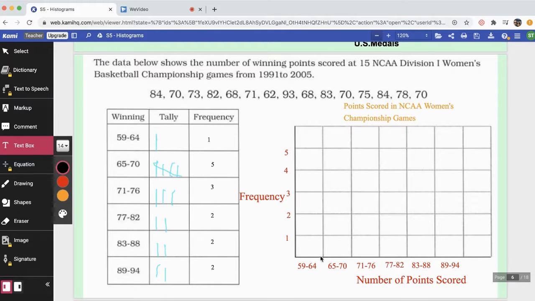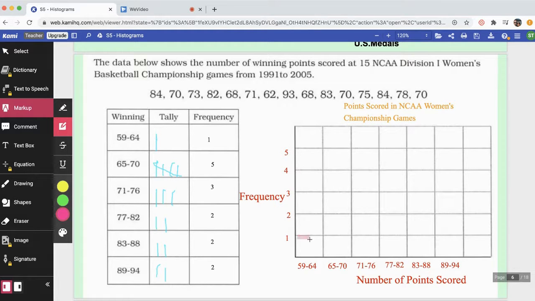So I've labeled each of these columns down here with the interval. Notice that I have a title on my histogram of what it was I was recording, points scored in NCAA Women's Championship games. My x-axis is numbered. These represent the number of points scored, and my y-axis represents the frequency. So in the interval of 59 to 64, there was only one score that fell into that interval.